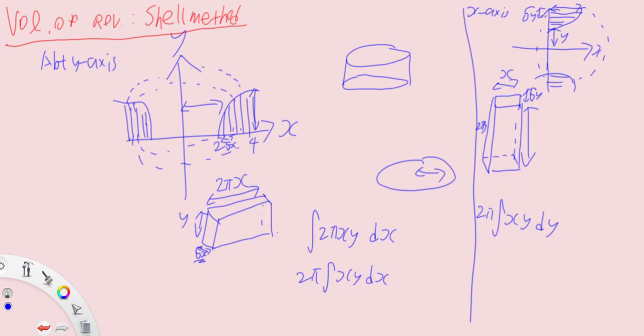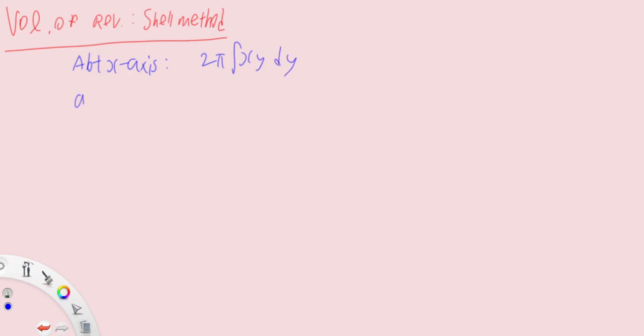Alright. So in a nutshell, with no pun intended, we have the shell method. So the shell method, about the x-axis, it would be 2 pi xy dy. About the y-axis, it would be 2 pi xy as well, dx.